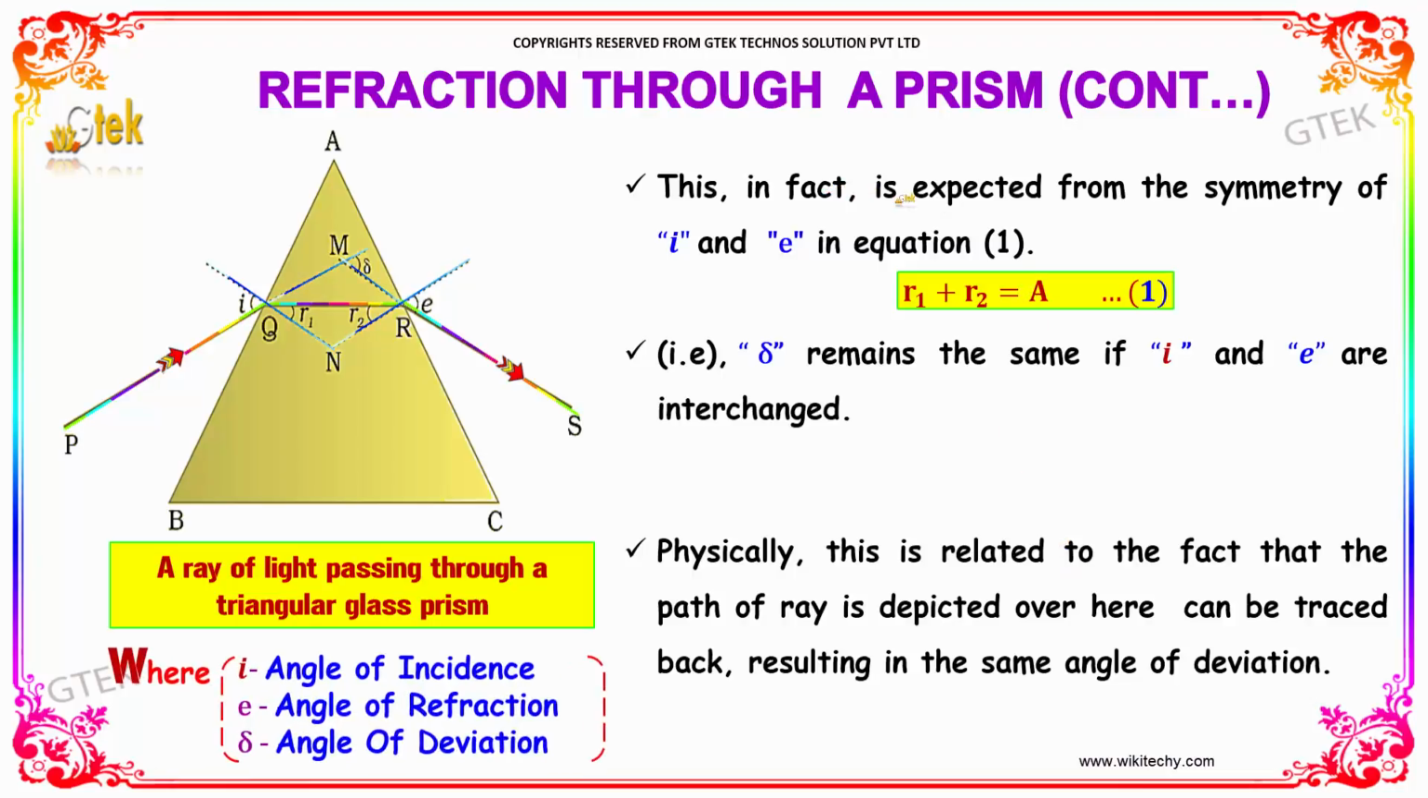This in fact is represented from the symmetry of I and E in the equation. So delta remains the same if I and E are interchanged. We don't have any problem. Physically, this is related to the fact that the path of the ray is depicted over here and we trace it back, resulting in the same angle of deviation.